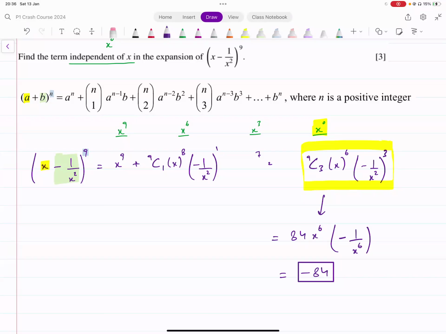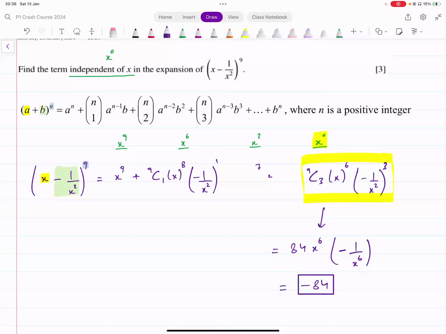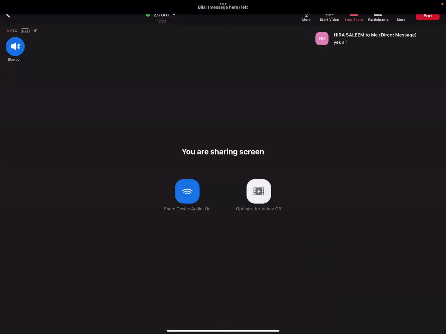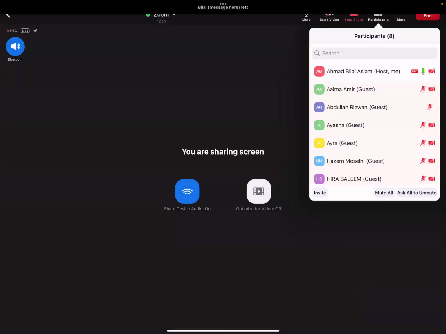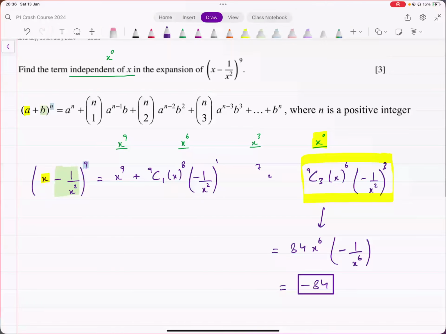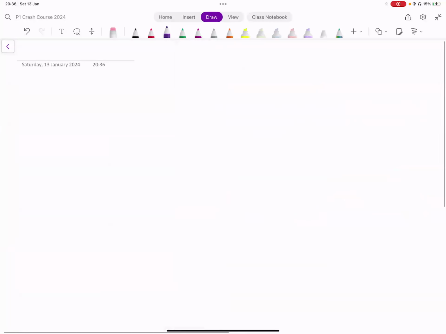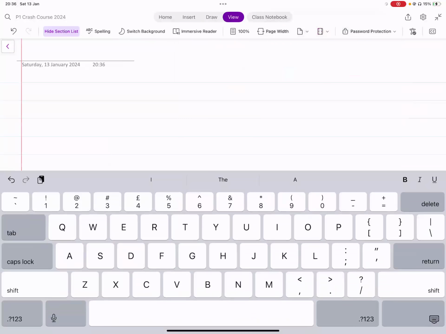Is that all right? Make sense to everyone? Right? Okay. Okay, that was question number 15. Let's look at the next one as well. 12. Let's do that quickly.